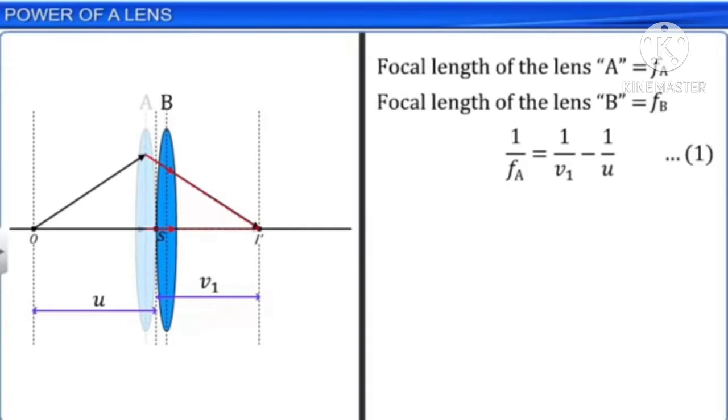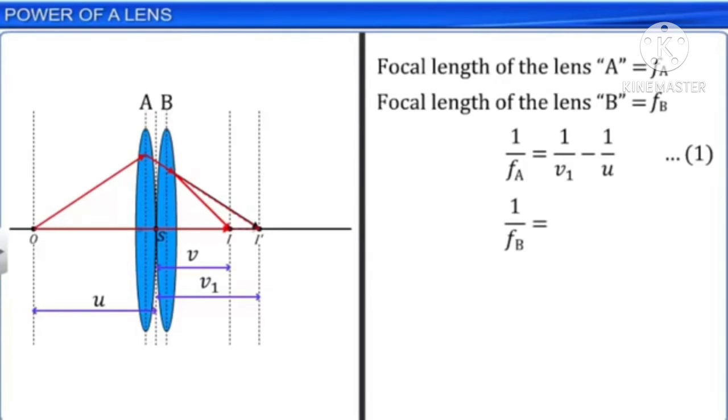The ray of light is further converged to form an image at I. If the image I is at a distance V, then 1 by FB is equal to 1 by V minus 1 by V1. Let this be equation 2. By adding equations 1 and 2, we get 1 by FA plus 1 by FB is equal to 1 by V minus 1 by U. Let this be equation 3.